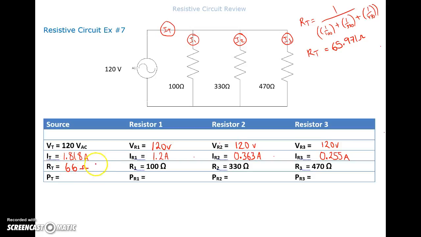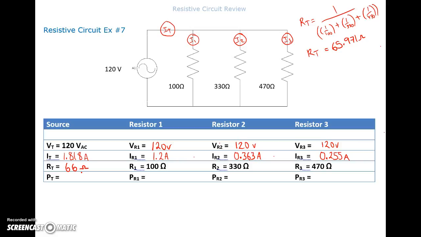Okay, so you can see that there's a little bit of difference between these two values. The difference is the rounding effect on each of our different calculations there. But everything else seems alright. We've added up all our currents. They sum to give us our total current. We've used that to find our total resistance. Okay, let's find our power values now.